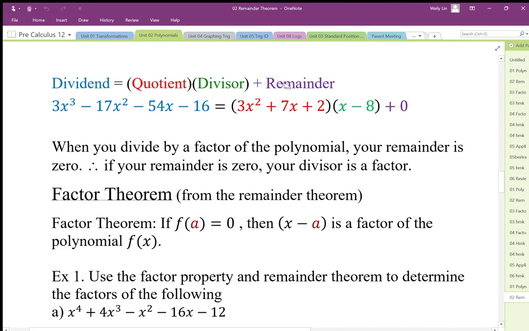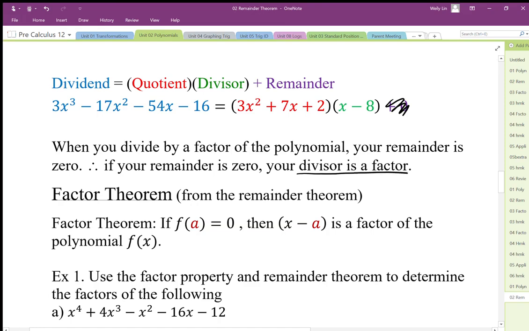So I've got my division statement here. And if my remainder is 0, notice what happens. Well, I can just get rid of that. And what ends up happening is this divisor and the quotient end up being factors of this polynomial. So when we divide and we get a remainder of 0, the divisor is a factor.